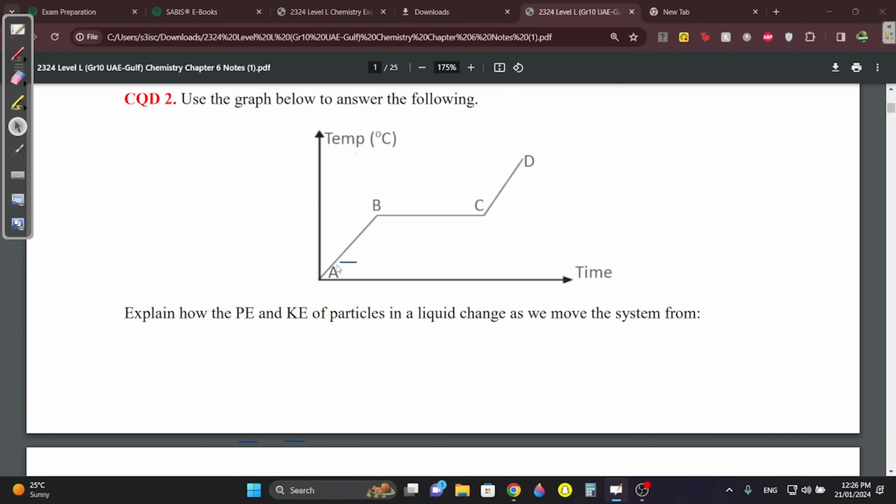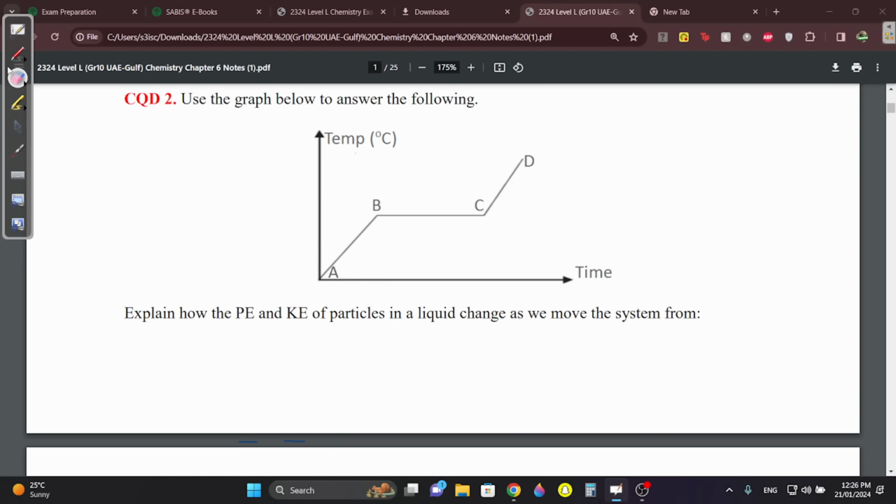You guys know when it's like this, from A to B, it's one state. Let's say this is the solid. Here it would be liquid and solid. And then here it would be liquid. So that's how it goes: solid, liquid and solid, then liquid.